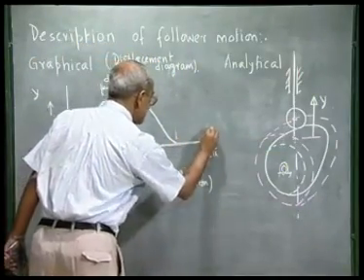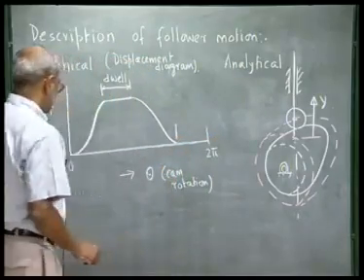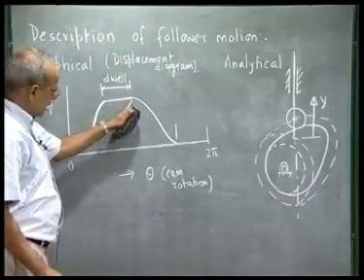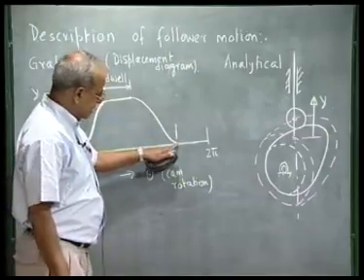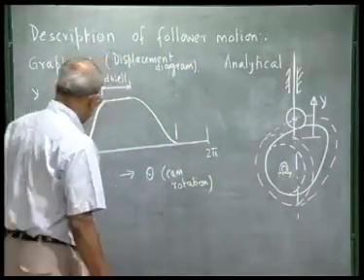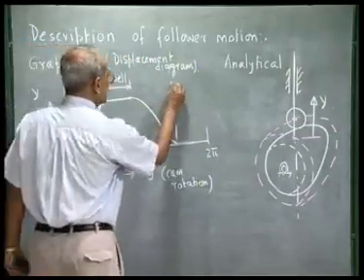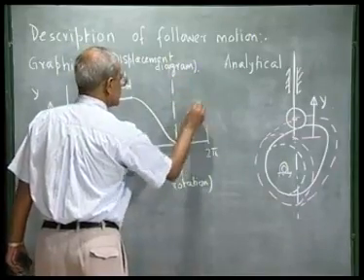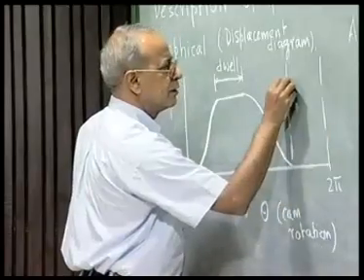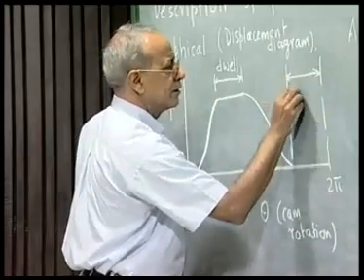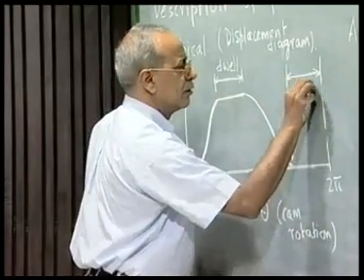These are the typical diagram for the automobile valve. The valve opens, is kept open, returns, gets closed and remains closed, and then again opens. So this is again a dwell period.